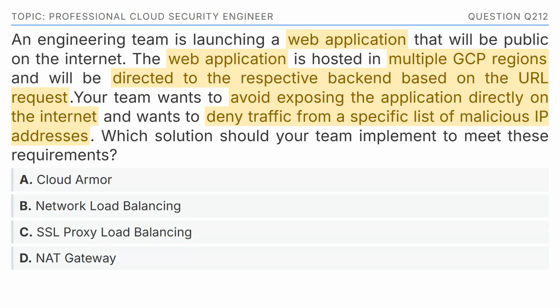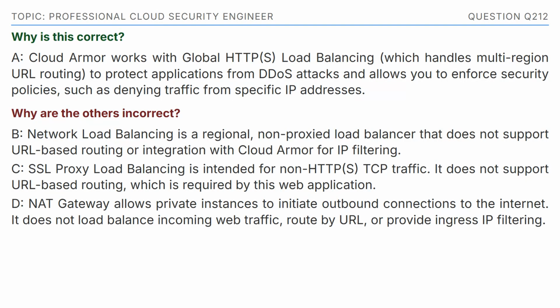To arrive at the correct answer, we focus on the keywords: web application, multiple GCP regions, directed to the respective backend based on the URL request, avoid exposing the application directly on the internet, deny traffic from a specific list of malicious IP addresses. The correct answer is option A, Cloud Armor. Why is this correct?